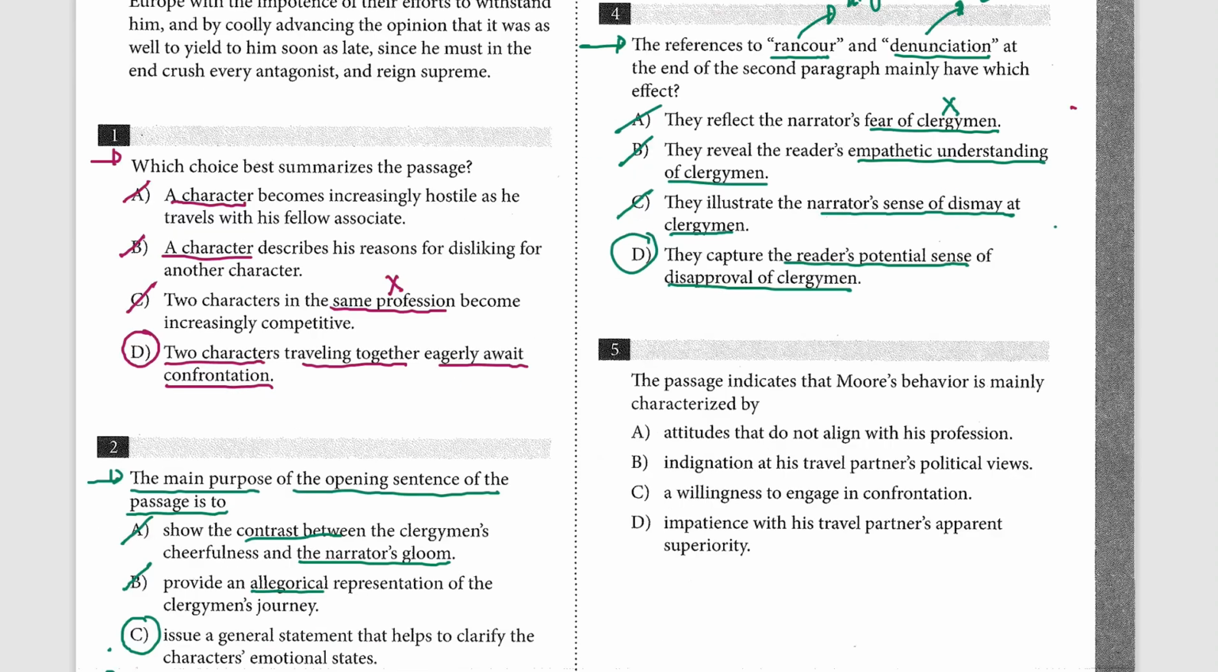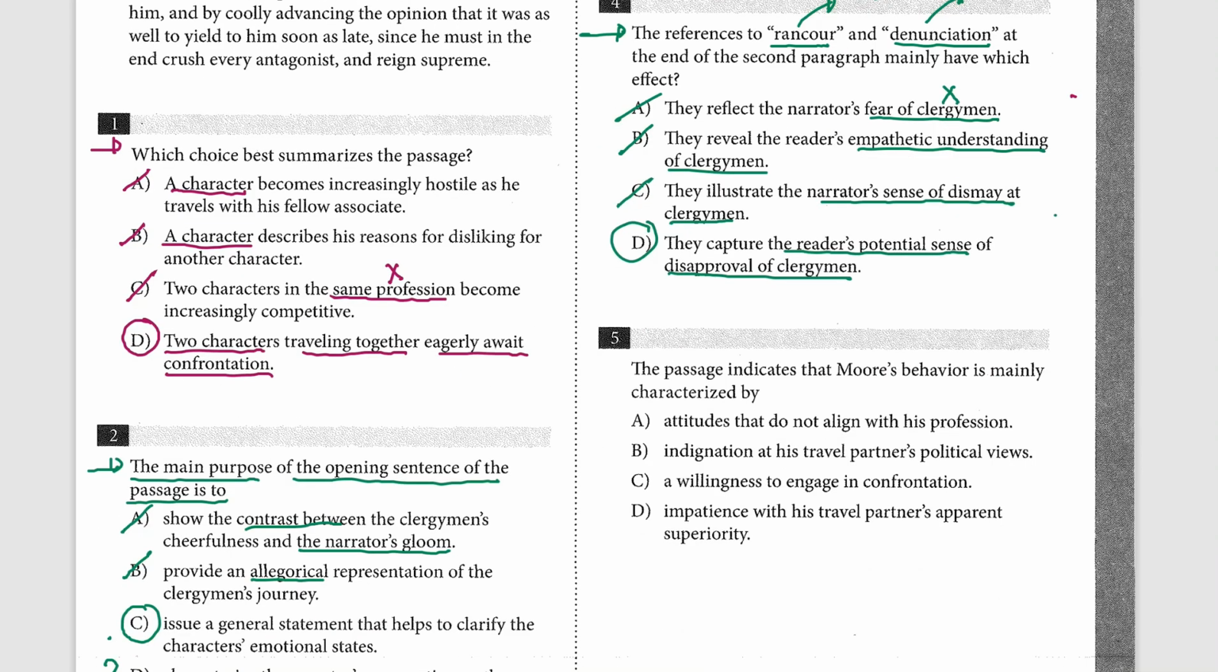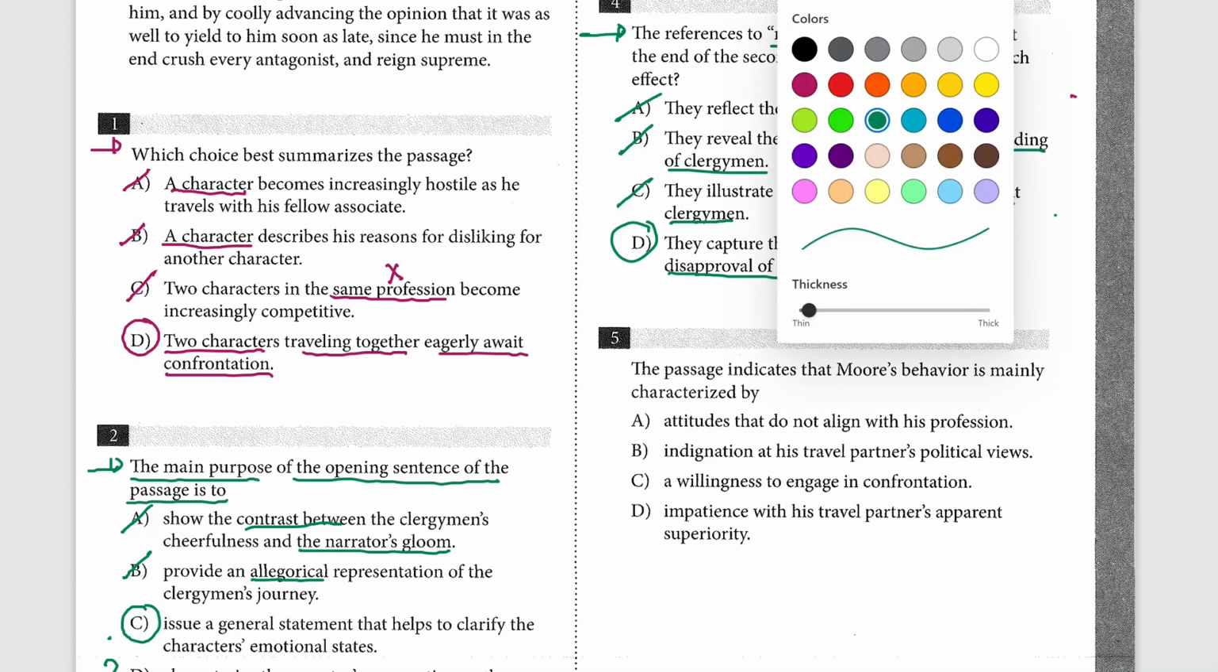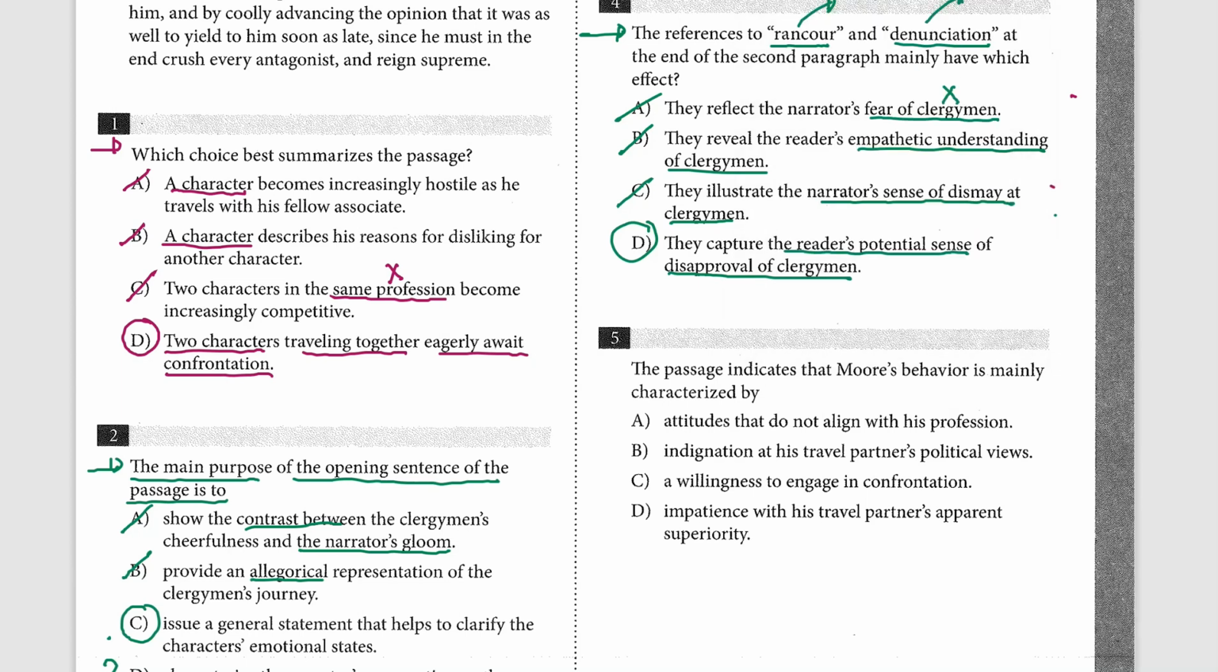Next I have number 5. And for number 5, any of the girls, go ahead. The passage. Go ahead please. The passage indicates that Moore's behavior is mainly characterized by. Okay. Moore's behavior is mainly characterized by.